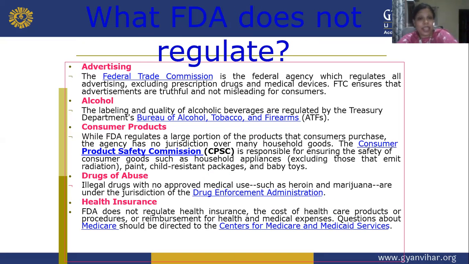So we can say that other than FDA, there are many regulatory agencies involved in the US market. First one is the FTC, the Federal Trade Commission, responsible for advertising. Alcohol is regulated by the Bureau of Alcohol, Tobacco and Firearms, under the Department of Treasury. Then the Consumer Product Safety Commission is responsible for household appliances, paints, child resistant packages, and baby toys, etc. Then the DEA is responsible for drugs of abuse regulations. Then health insurances are regulated by the Centers for Medicare and Medicaid Services.